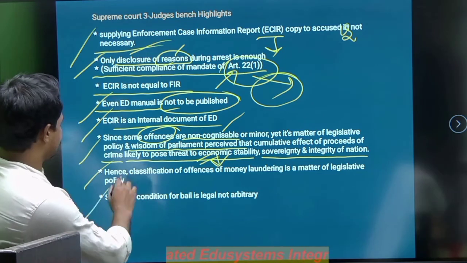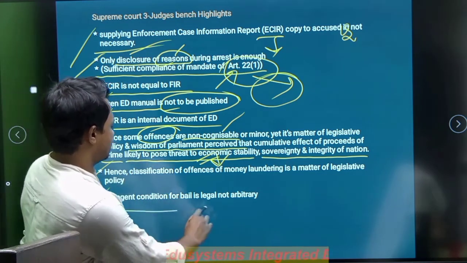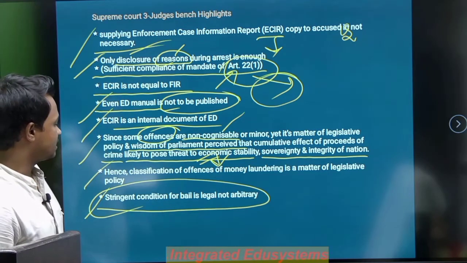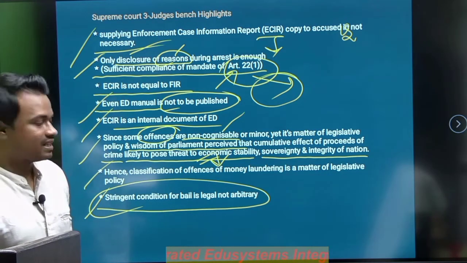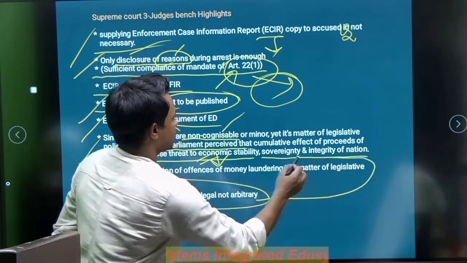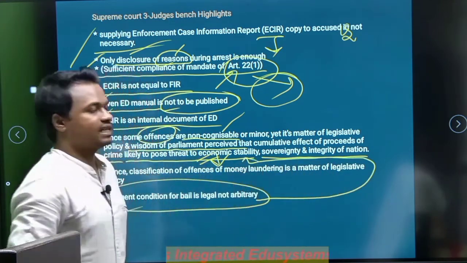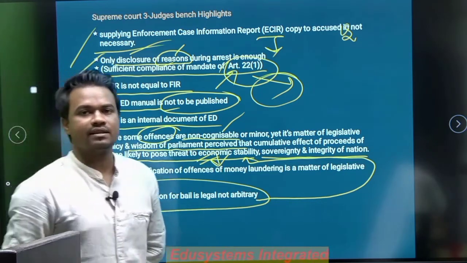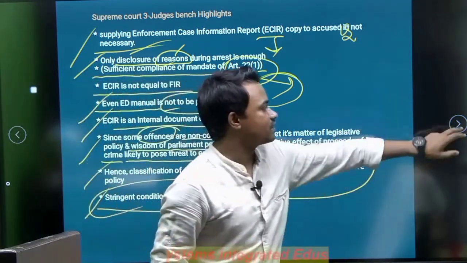And then the next and last observation of the Supreme Court is that stringent conditions for bail are legal, that is why it is not arbitrary, because it can threaten the stability, sovereignty and integrity of the nation. So, these are the observations made by the Honorable Supreme Court in the recent judgment.